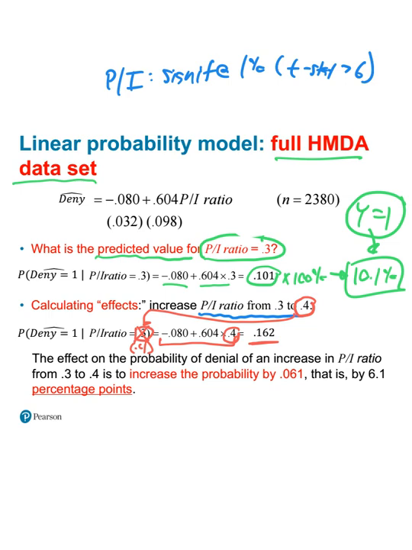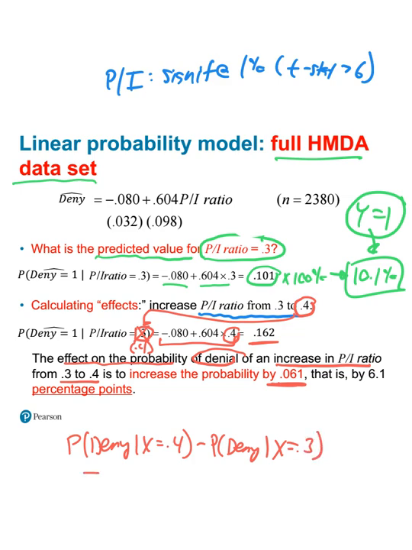All right, so thinking about this in totality, the effect on the probability of being denied a loan when you increase the PI ratio from 0.3 to 0.4 is going to increase the probability of being denied by 0.061. So what is that? We have the probability of deny when x is equal to 0.4 minus the probability of deny when x is equal to 0.3 is equal to 0.162 minus 0.101, and that's going to be roughly equivalent to 0.061.